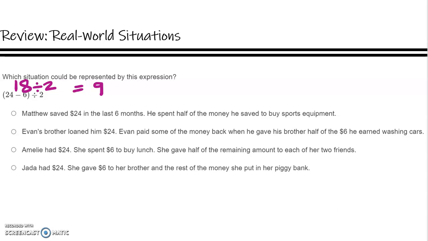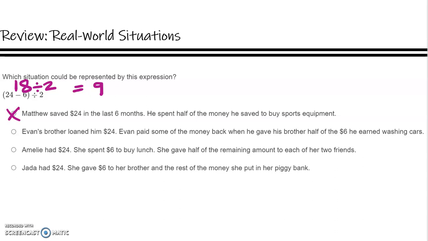So let's see. Matthew saved $24 in the last 6 months. He spent half of the money he saved to buy sports equipment. So half of that would be 12, right? Because half of 24. Also, if you're subtracting two numbers, 24 and 6, they need to be the same unit, like talking about the same thing. So A doesn't really make sense.